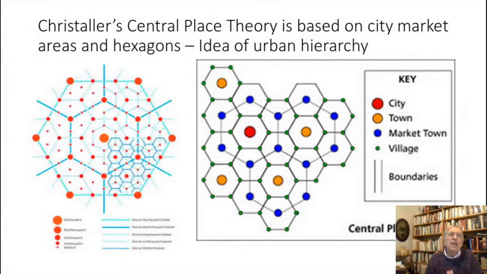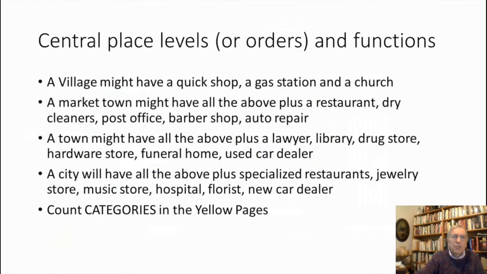And you have different levels or orders of functions. And I'll explain those terms. The function simply means the variety of stuff that's offered. The best way to think about functions is to count categories in the yellow pages. I know nobody uses the paper yellow pages anymore, but you can see them on the web. Count categories of yellow pages. How many different functions or services?